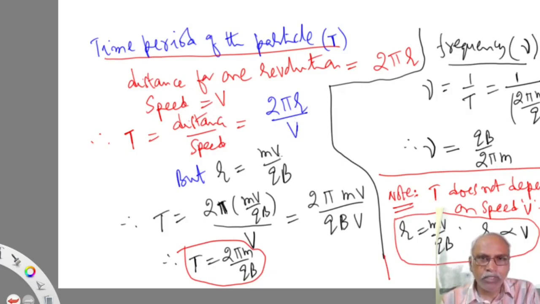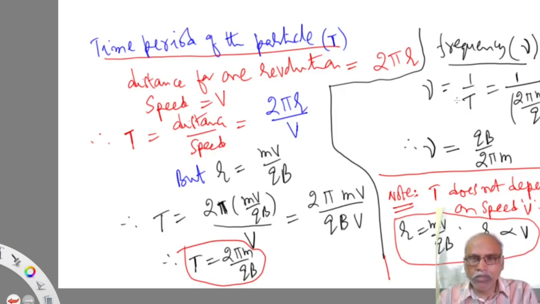But in place of r you can write mv by qB. From there you will get 2 pi m by qB. And that is the time period, the time taken by the particle to complete one circular path, 2 pi m by qB. And then the frequency of the particle.